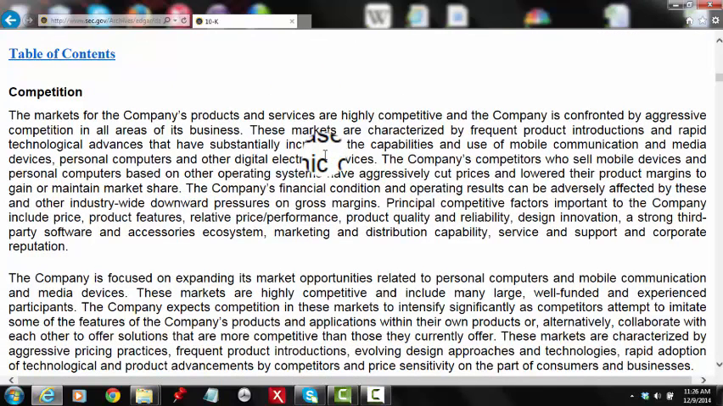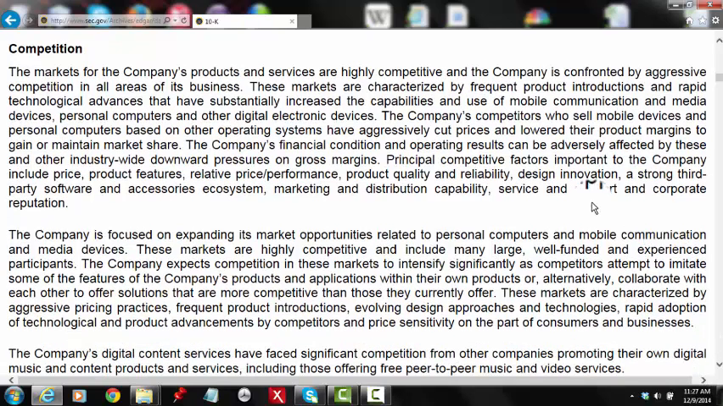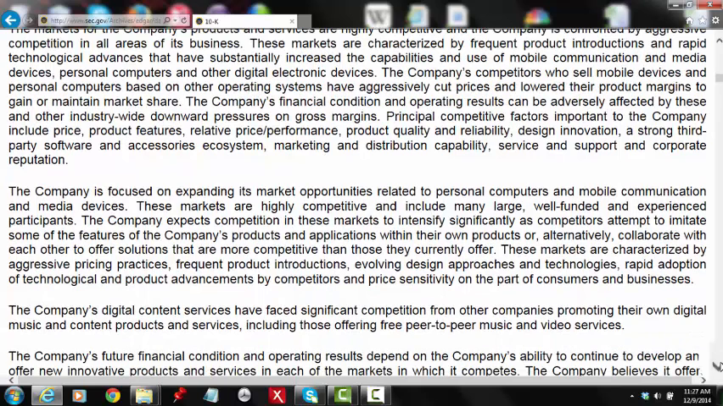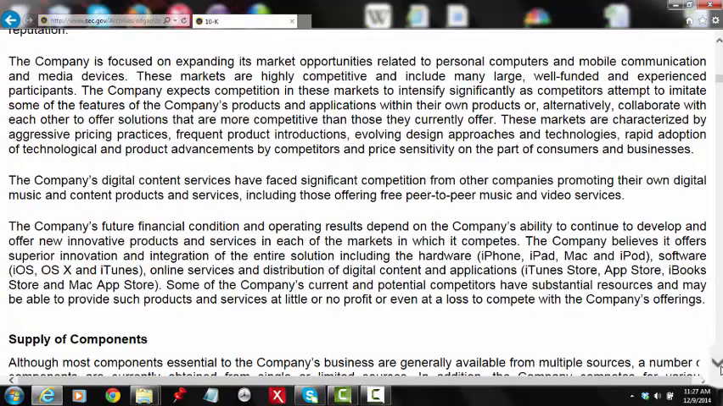Then the competition, obviously the biggest competitor in the iPhone market is Samsung, and other emerging Android devices. So here it just gives a simple basic overall view of who the competitors are, and how they are going to face them and their strategies. So the company is focused on expanding its market opportunities related to personal computers and mobile communication and media devices. But again, this is pretty general information.